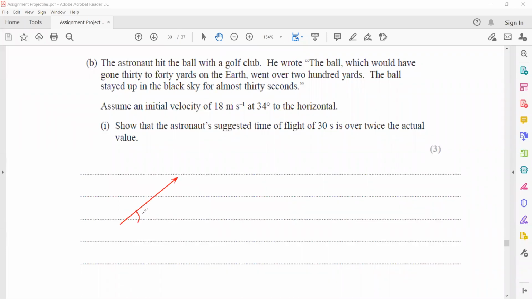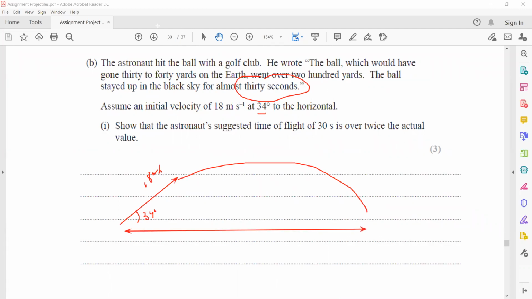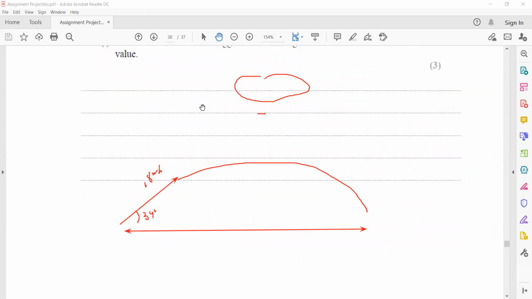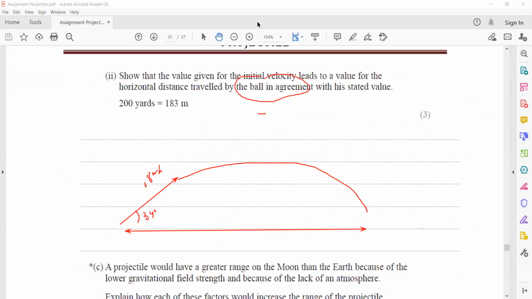So the launching angle with the horizontal is 34, launched with a speed of 18 meter per second. And this is the duration for which the ball remains in air. So what is the duration? It remains almost 30 seconds. So that's the time. But to get the range, this is the second part I'm discussing, not the A1, B1. This is B2. I need the values, that's why I was showing the question. So it remained for 30 seconds.